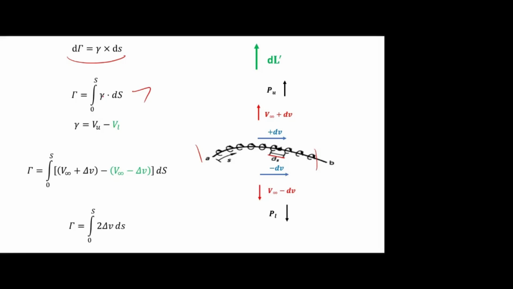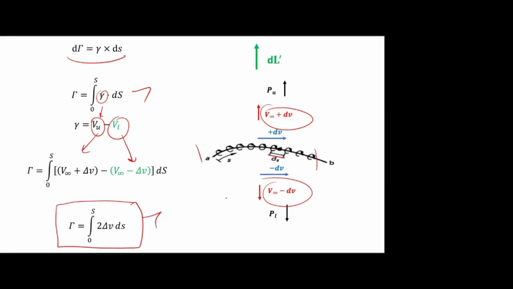Where the small gamma is the velocity difference between the upper surface velocity and the lower surface velocity. We know the upper surface velocity and the lower surface velocity: upper surface it is V infinity plus dV, lower surface it is V infinity minus dV. Substitute, simplify, and you will get this circulation equation for this aerofoil. Is that clear?